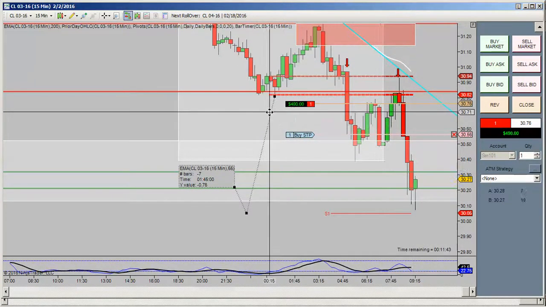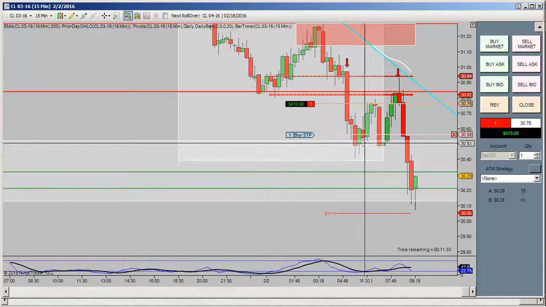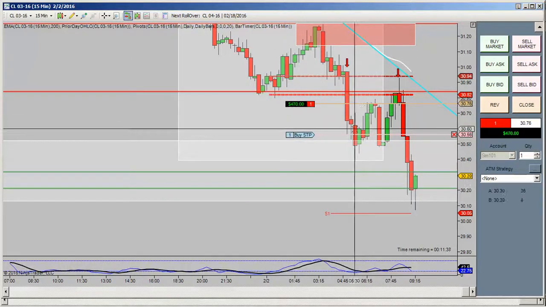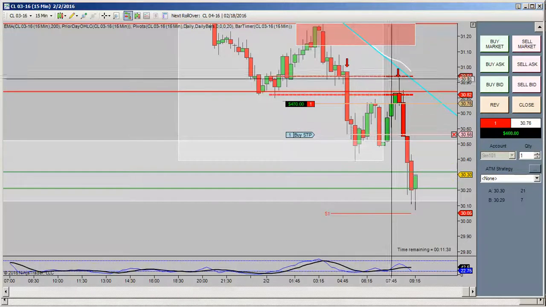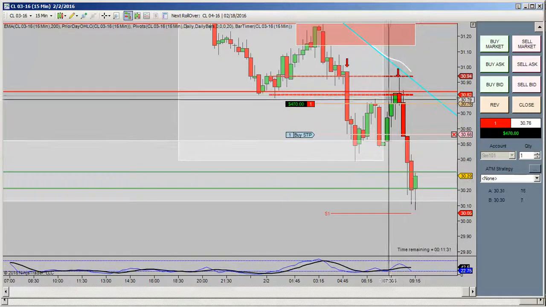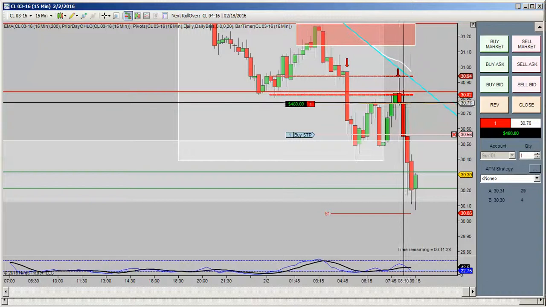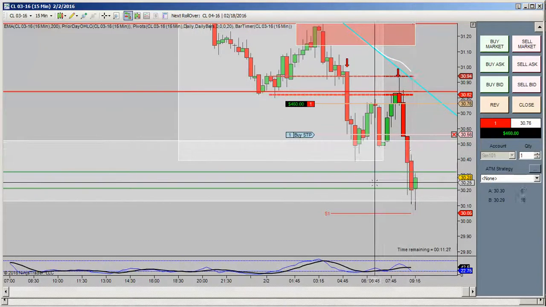But you never know. That's why you gotta capture some profit while you can. You gotta get your position, get to break even as soon as you can, and then capture some profit.